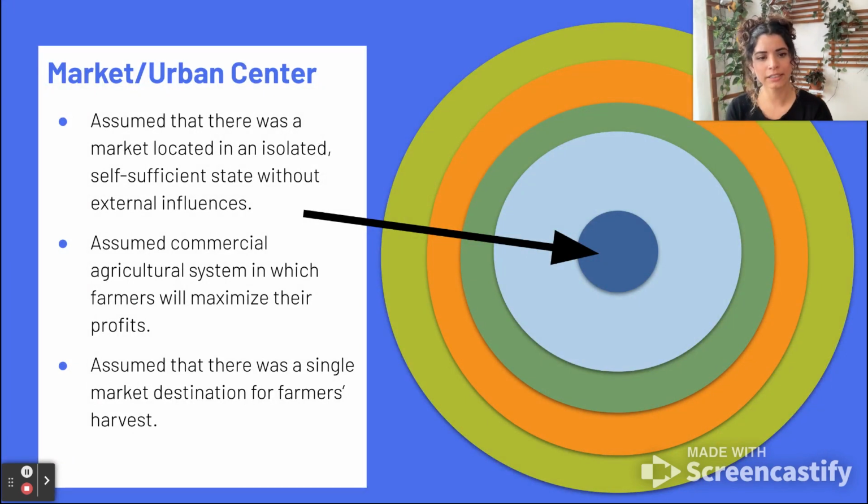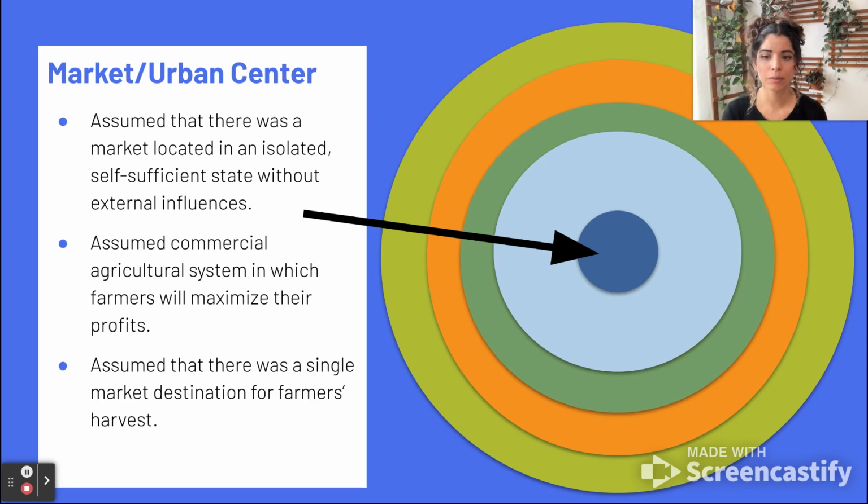So for this center area right here, the market or urban center, this assumed that there was a market located in an isolated, self-sufficient state without external influences. So that's not quite the case. We don't typically have city centers or urban centers with nothing around them. Now we see a lot more suburban areas. Places are way more interconnected now.